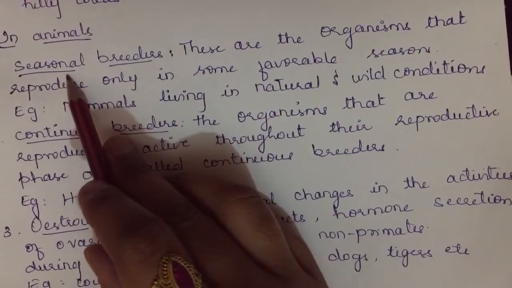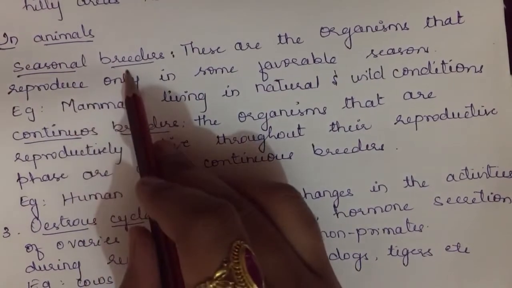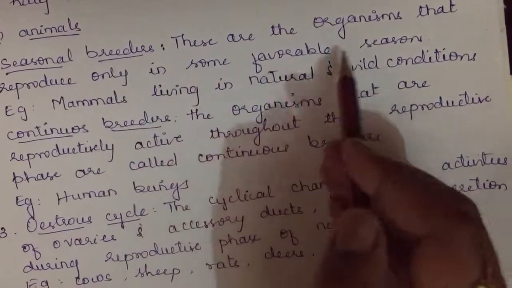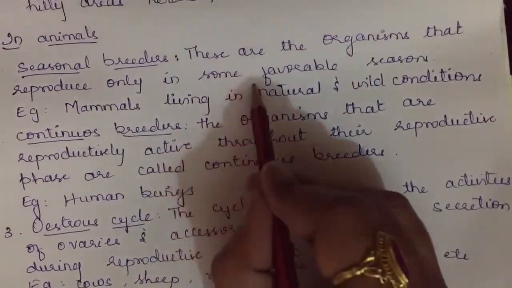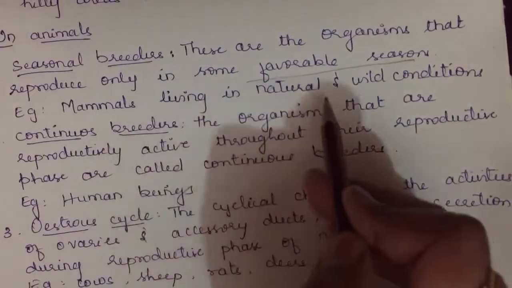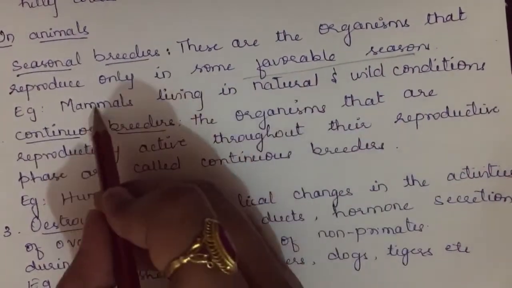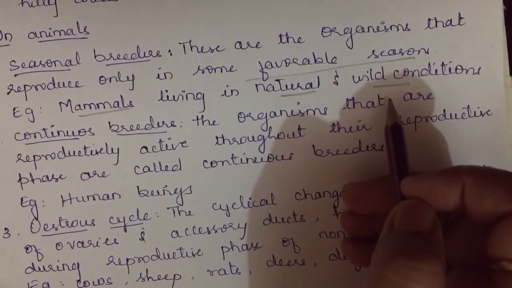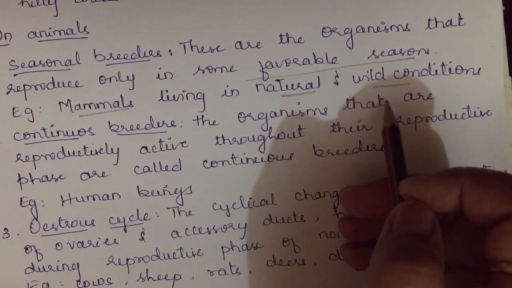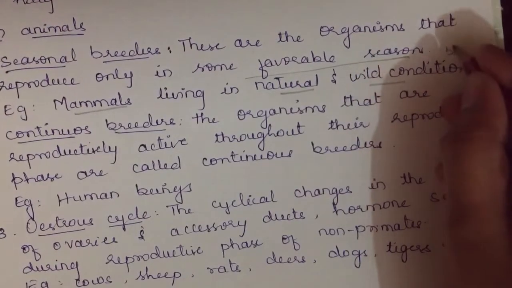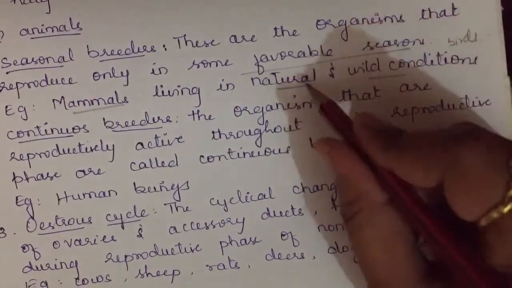So here we are talking about animals, seasonal breeders. These are the organisms that reproduce only in some favorable seasons, which means they are able to reproduce only in a particular season. Example, mammals living in natural and wild conditions. What do we mean by wild condition? Those living in the forest. Birds, especially birds. Which birds? Poultry birds. The birds come under seasonal breeders.